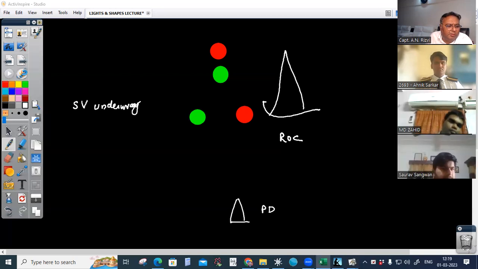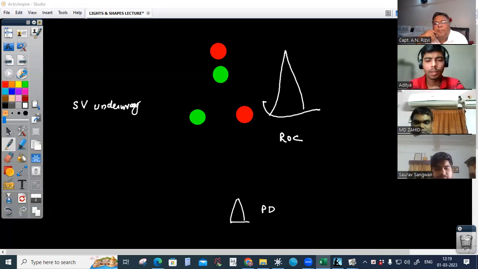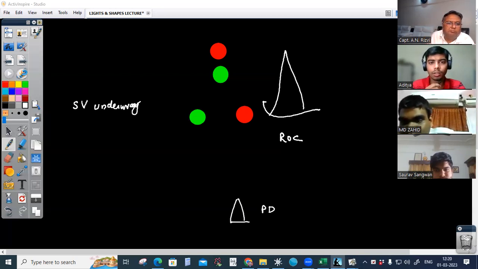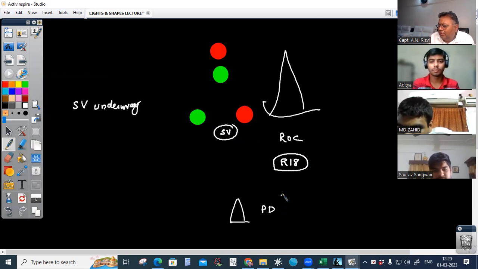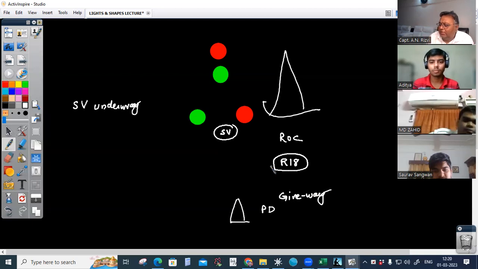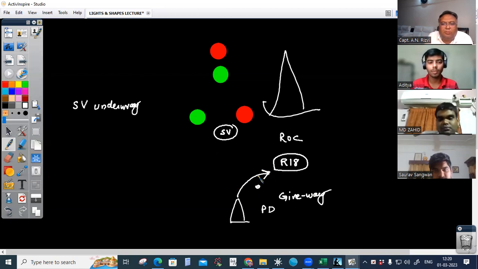Next one. Saurav Sangwan is done. Aditya Rai. Yes, sir. According to Rule 18, it is the power-driven vessel's responsibility to keep clear of the sailing vessel's way. So I will give one short blast and alter my course to starboard. Correct. That is the way you should. So this is an encounter between a power-driven vessel and a sailing vessel. Fantastic. And as per Rule 18, that is what I have been repeating again and again. It is your responsibility, that is, you become the give-way vessel. And what action will you take? One short blast, alter course to starboard.